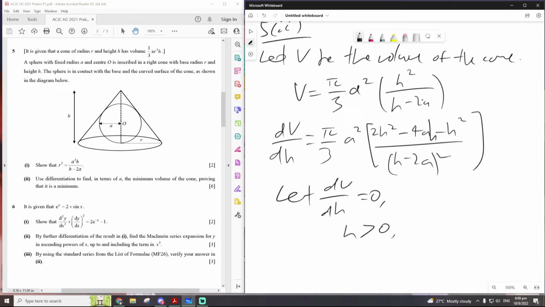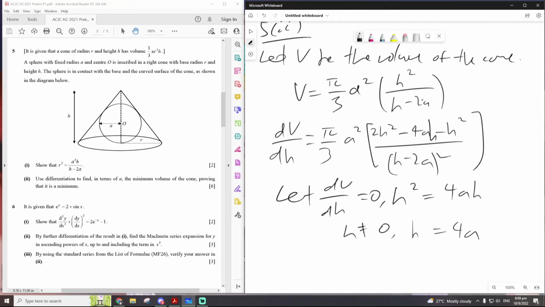h is more than 0, so actually I can change this to not equal 0, because if it's 0, then the volume is 0, right? Then I have 2h squared minus h squared equals 4ah. So h squared equals 4ah itself. Okay, so sorry, no, h is 4a.